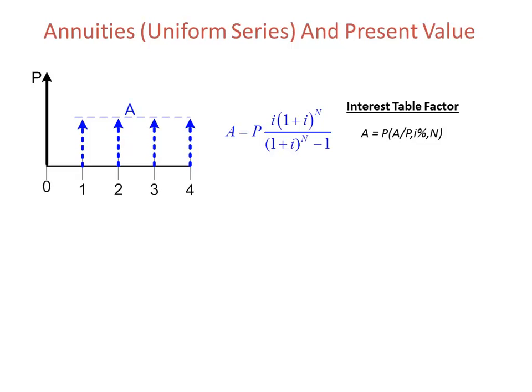The main things is N is the number of payments, and I is interest rate per period. So if it's 3% per year, then I would be 0.03 divided by 4, because we're doing quarterly payments.